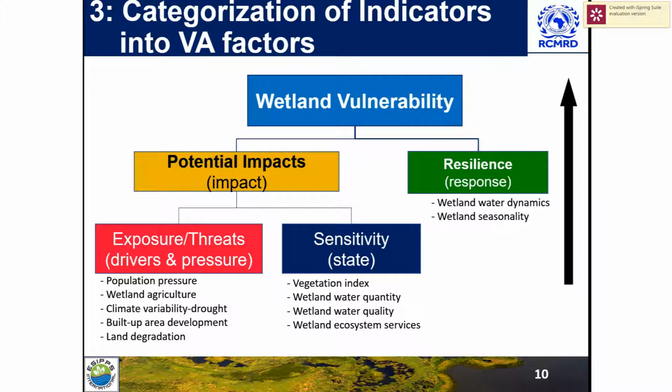Now, as you move ahead and combine the exposure and the sensitivity, you generate the potential impact to the wetland, because you'll have looked at these threats and how they affect the state of a wetland. And then you go further and look at the resilience after categorizing those indicators into the potential impacts. Then you can also categorize data sets under the resilience, which are the response factors.